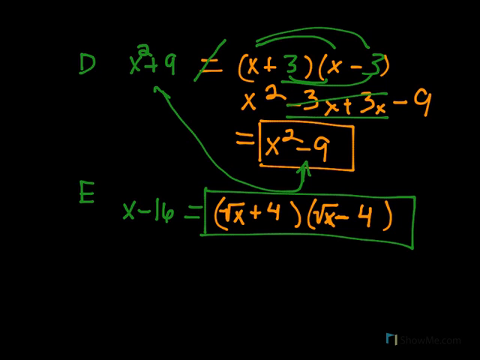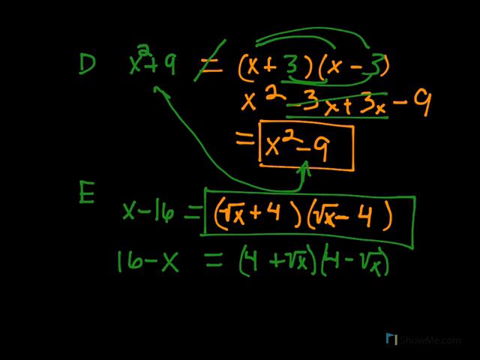You might get it backwards. You might get 16 minus x. That's the same thing backwards. This would just be, again, plus or minus. The square root of the first one is 4. The square root of the second one is the square root of x, and that's it. So that's all in special cases.